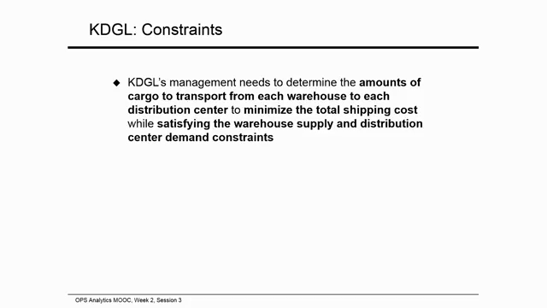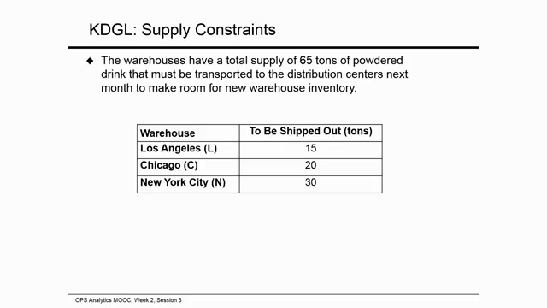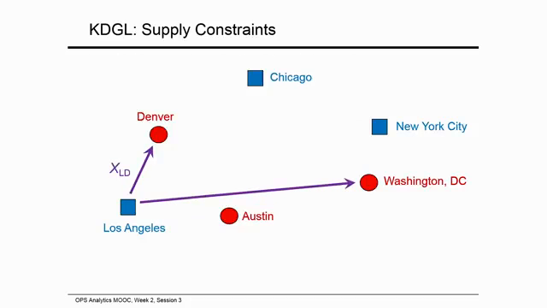Now, the objective function must be minimized in the presence of supply constraints at the warehouses and demand constraints at the distribution centers. Okay, here's a reminder of what the supply constraints are. Keystone must ship exact amounts from each warehouse. For example, all shipments from the Los Angeles warehouse, either to Denver or Washington, D.C. or Austin, must add up to 15 tons.